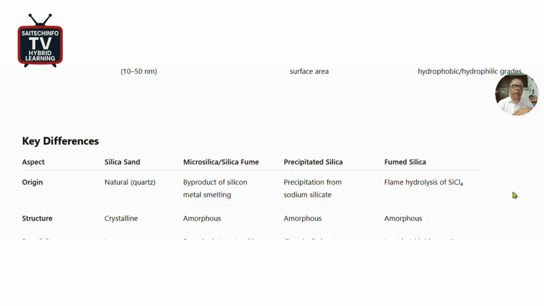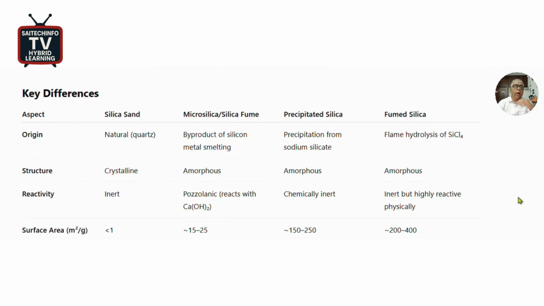So as I already mentioned, let me talk about the major differences between these types of silica based on the origin. For example, silica sand, when you look at the origin, it is a natural one. So natural quartz. And the microsilica and the silica fume are a byproduct of silicon metal smelting. When you smelt the silicon metal, it comes as a byproduct. So that is very effectively utilized in the industries.